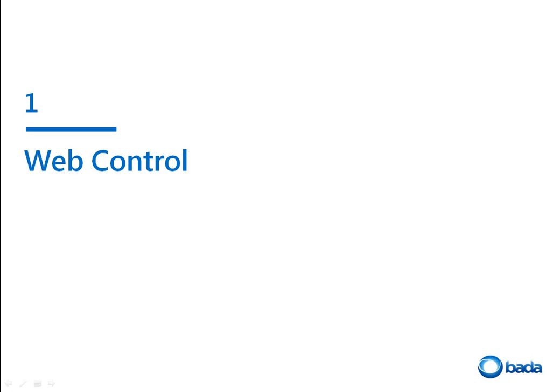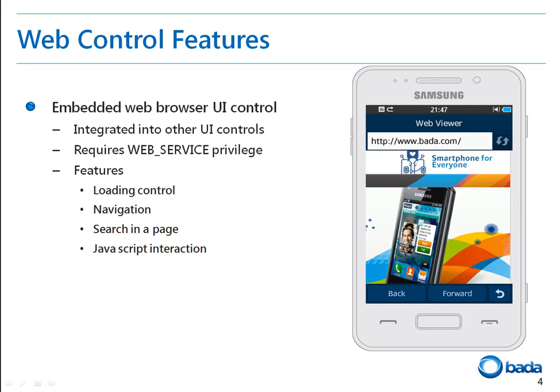In bada, you have the Web Controls namespace that contains classes and interfaces, which allows you to perform web-based operations. Now, let's see what the Web Control offers. The Web Control is an embedded web browser UI control. It can be used along with other UI controls over a form. It requires the web_service privilege to be added in your application's manifest.xml.